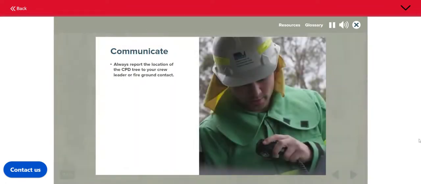Always report the location of the CPD tree to your crew leader or fireground contact. Communicate the location of the CPD tree to other nearby personnel.